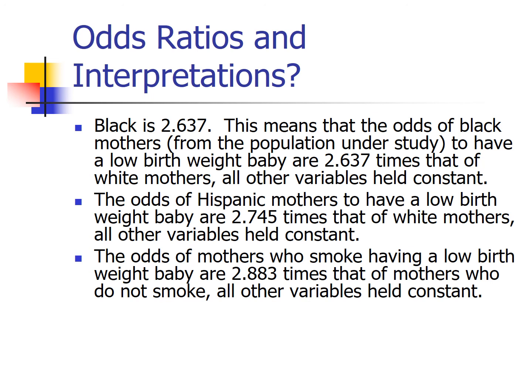The odds of Hispanic mothers to have a low birth weight baby are 2.745 times that of white mothers, all other variables held constant. And the odds of mothers who smoke having a low birth weight baby is 2.883 times that of mothers who do not smoke, all other variables held constant.